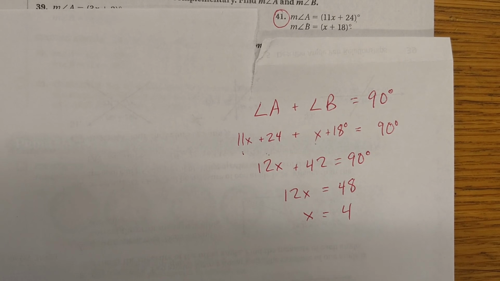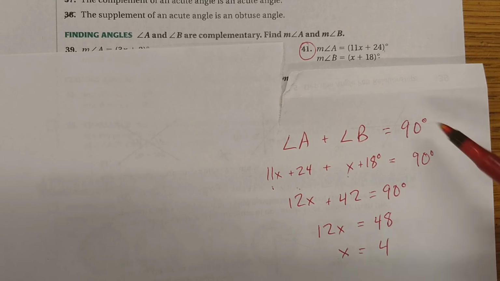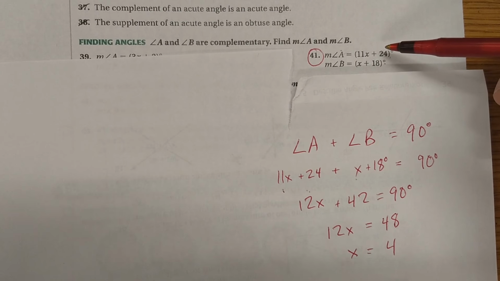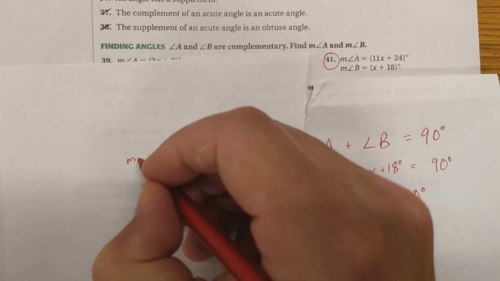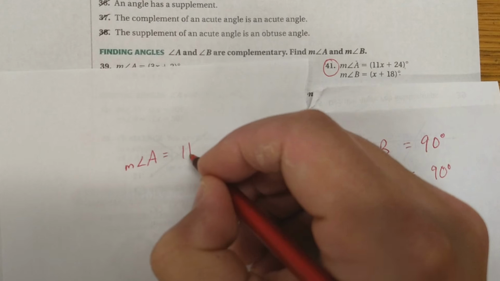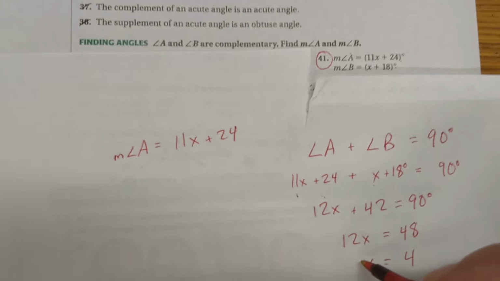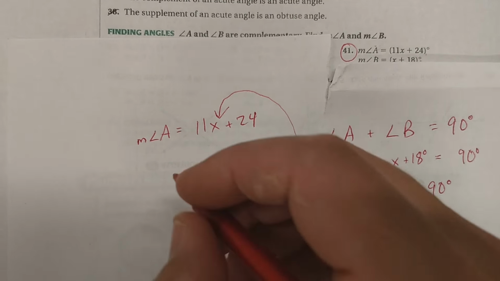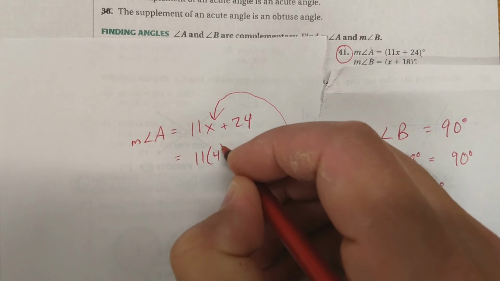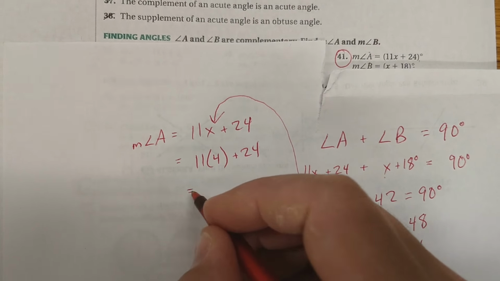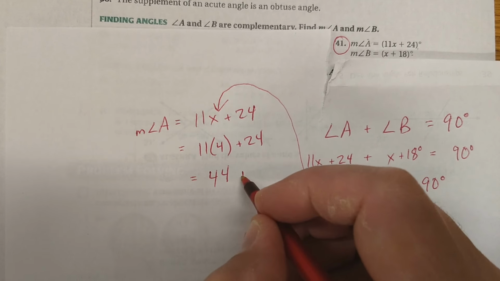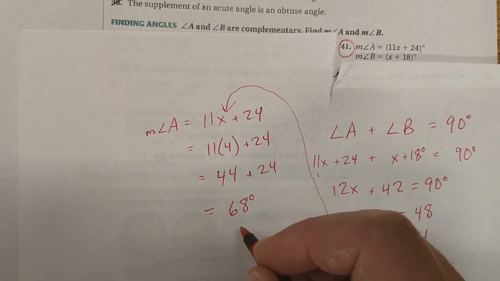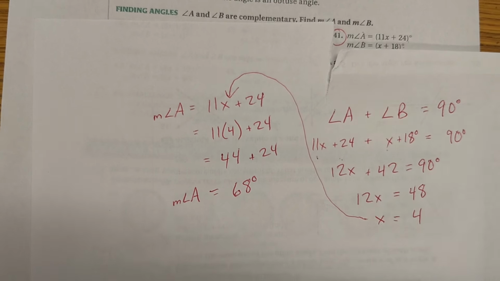Okay, almost there. I didn't actually quite find what we're looking for. We're looking for the actual measurements. So if I look back here, measure of angle A is 11x plus 24. Now I take this 4 and plug it in for x, because that's what we found x to be. Measure of angle A is actually 11 times 4 plus 24. That's 44 plus 24, and altogether that must be a 68-degree angle. Okay, we found one of the two angles.